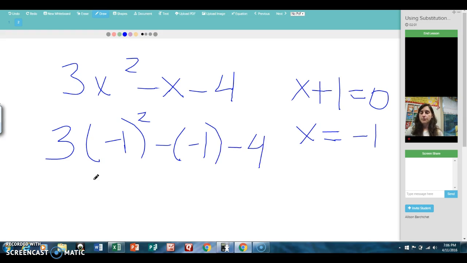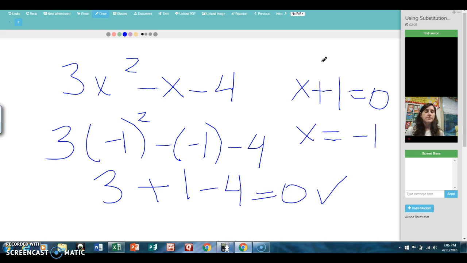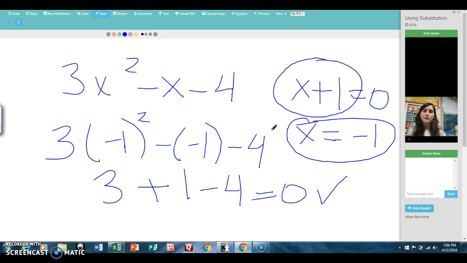Let's see. So I've got 3 plus 1 minus 4, and it's 0. So that confirms that this expression, x plus 1, is a factor of the polynomial, and this guy, x equals -1, is a root of the polynomial.